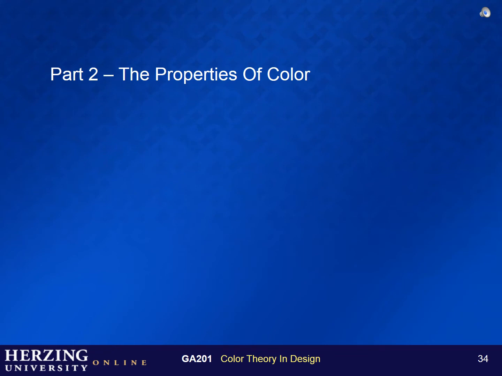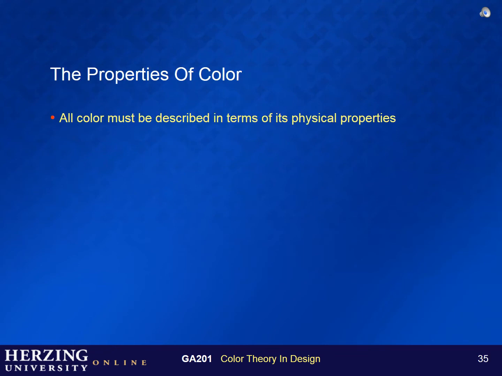Part 2, the properties of color. Whether using additive or subtractive primaries, each color must be described in terms of its physical properties. These properties work independently of each other, but must each be addressed to fully describe a color. The scientific description of color is known as colorimetry. In a subjective application of colorimetry, a color is described in terms of hue, saturation, and brightness. A more objective colorimetric system measures the dominant wavelength, purity, and luminance of a color.